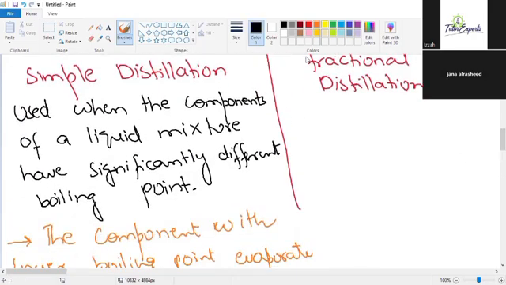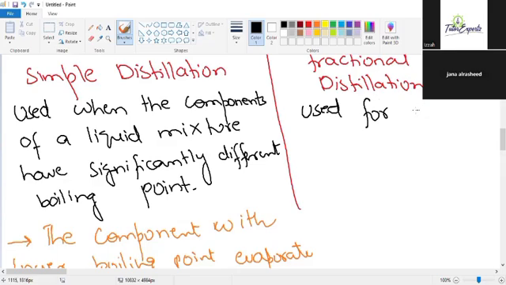For the fractional one, is my handwriting clear to you, Jana? Yeah, it is clear. Okay. Always try to make notes, especially for chemistry and biology. These are subjects that have a lot to cover.